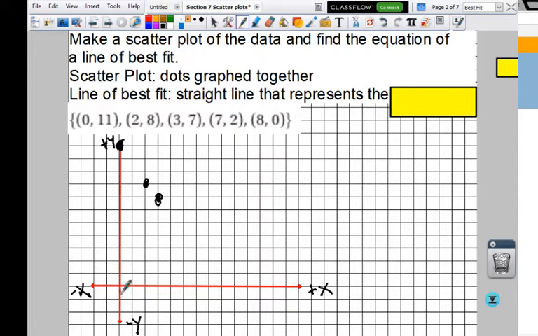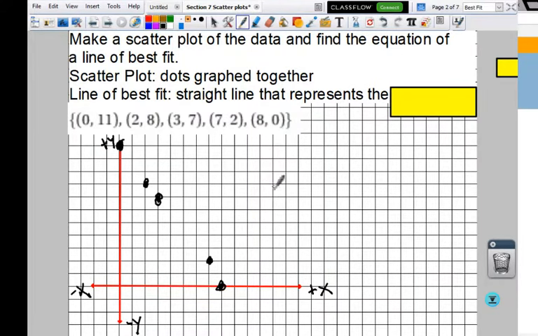7, 2 means the first one is always my X. So I'm going 1, 2, 3, 4, 5, 6, 7 on my positive X. Up 1, 2. My last one is 8, 0, which means I'm going to go 8 on my positive X, and I'm going up and down 0, so my dot's going to be right there. So there's actually 2 on those lines this time.